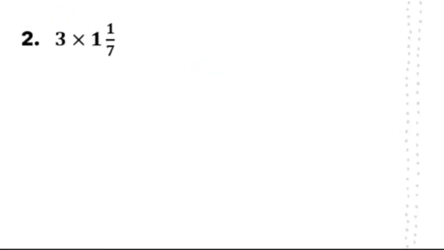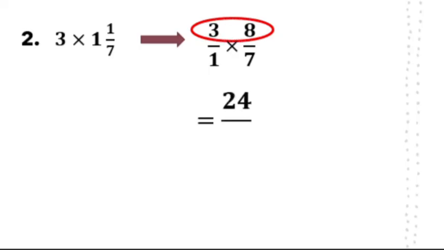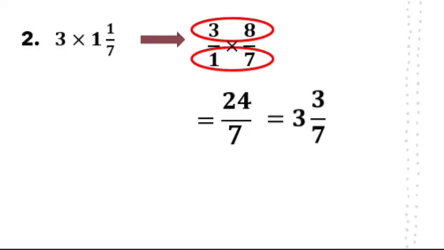What if the other factor is a mixed fraction? If that's the case, you have to change the whole number in fraction form and change the mixed fraction to improper fraction, then proceed to multiplication of fractions. Numerator times numerator, denominator times denominator to get the product. Change the product to mixed fraction and simplify if possible.